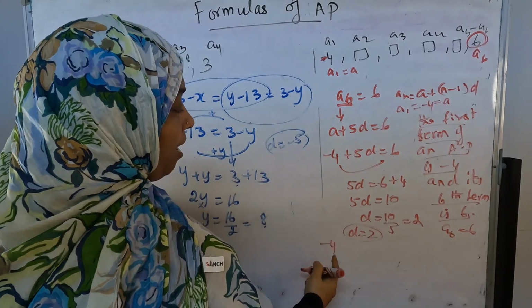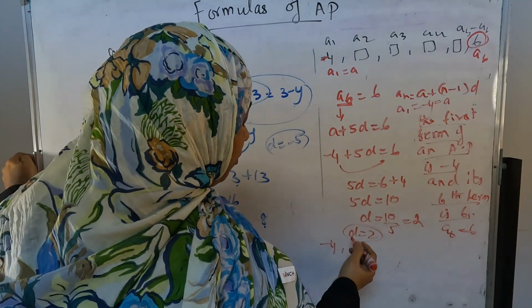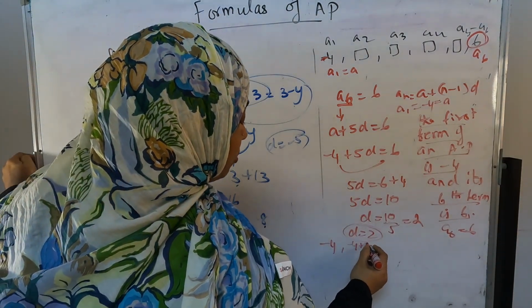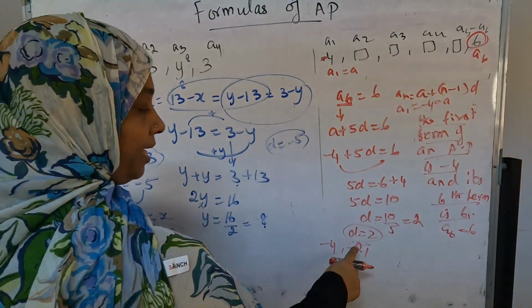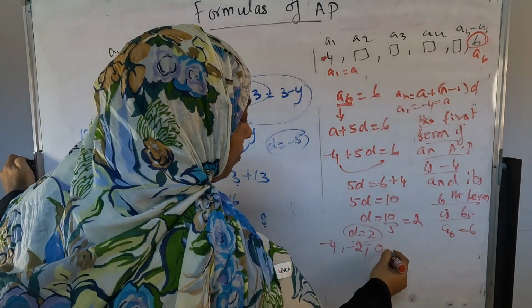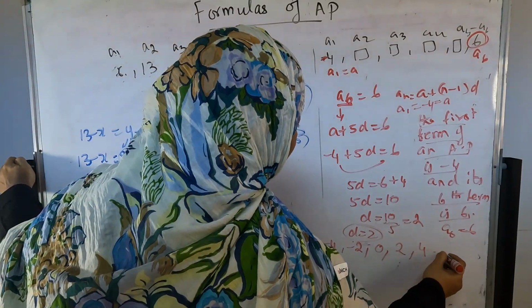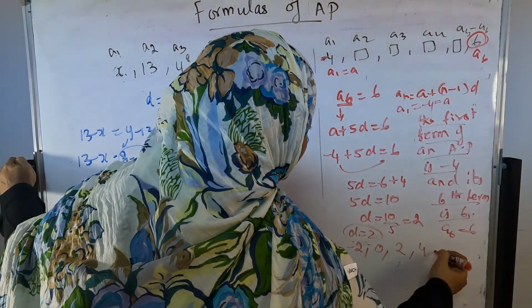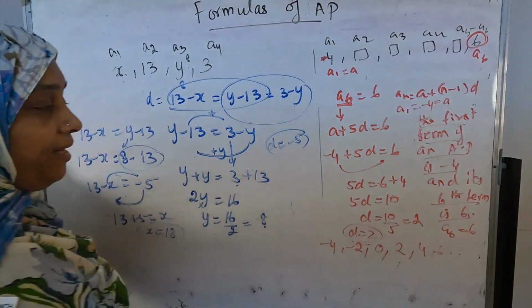Minus 4 plus 2 means subtraction, so it is producing minus 2. Then minus 2 plus 2 is 0. 0 plus 2 is 2. 2 plus 2, 4. 4 plus 2, 6. Just add the D with each term, then you will get the series.